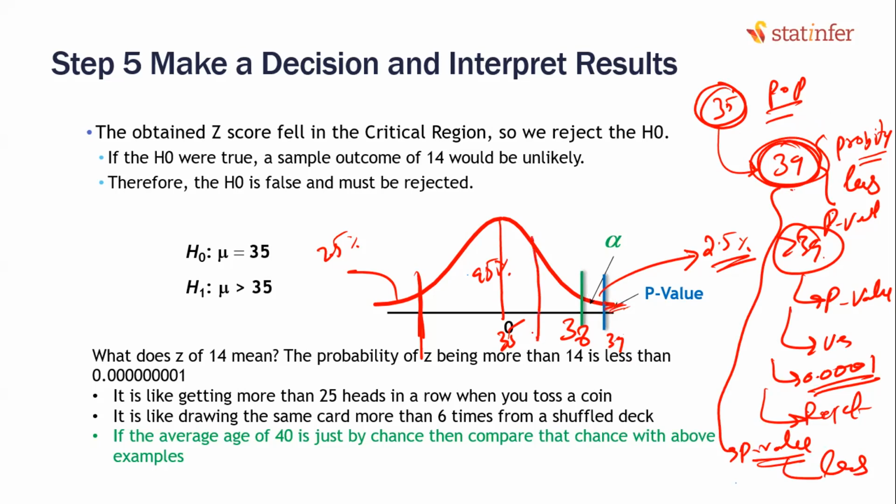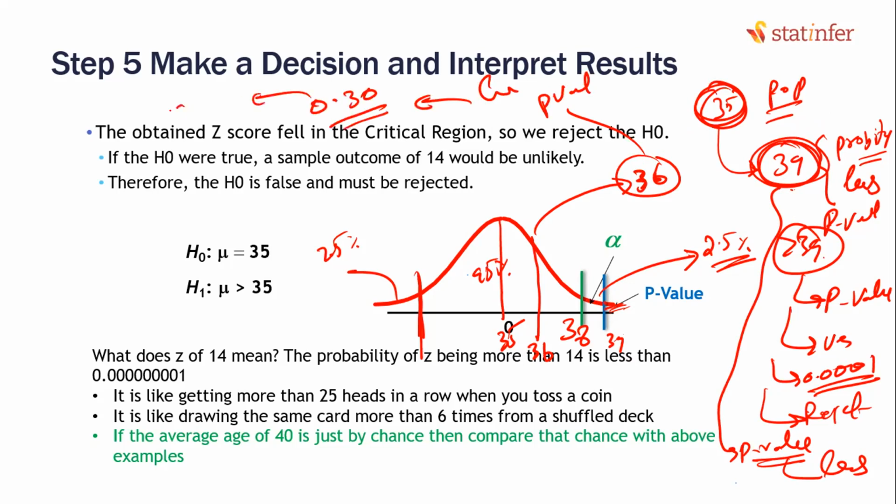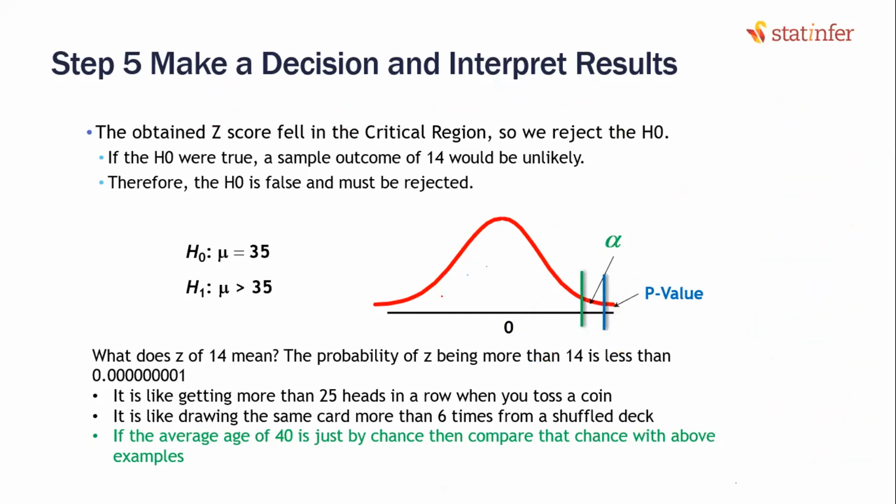Let's say you got something like 36. What is the probability of getting 36 if it is coming from a population of 35? High or low? Is it possible to get many cases like this? Yes. So p-value will be high. P-value is, let's say, something like 0.30. Are you going to accept or reject the null hypothesis? If the p-value is high, getting 36 or more than 36 is very high. In this case, we are going to accept. Do you agree?